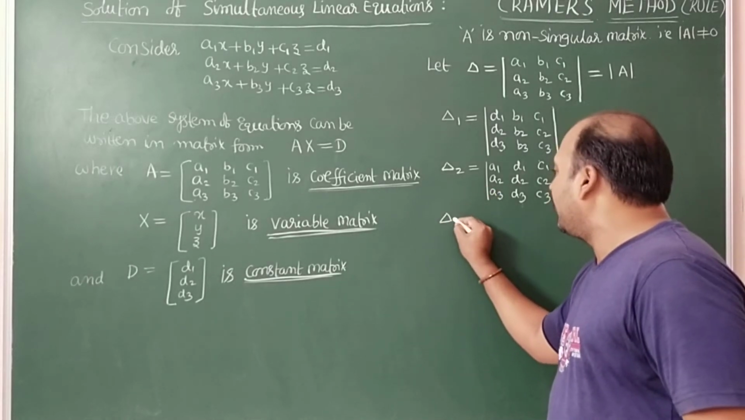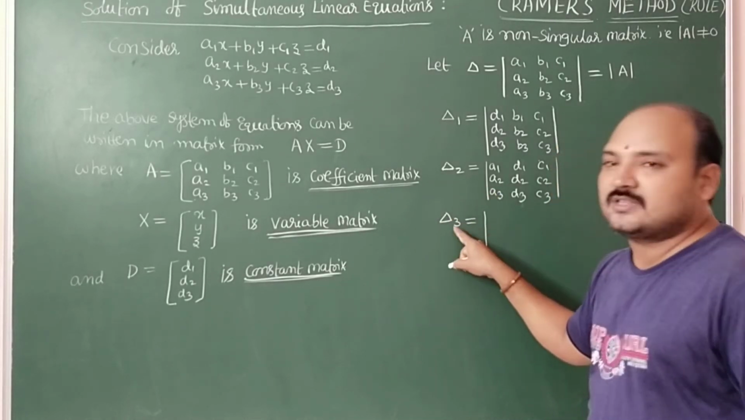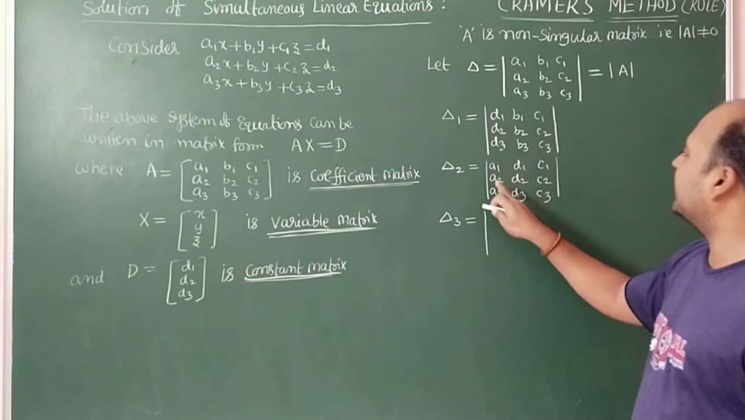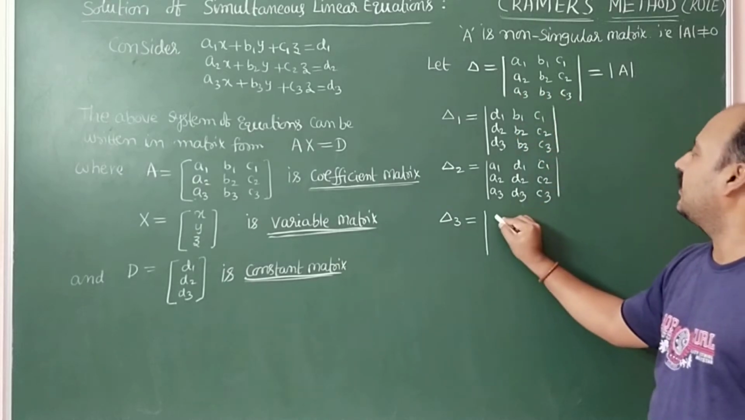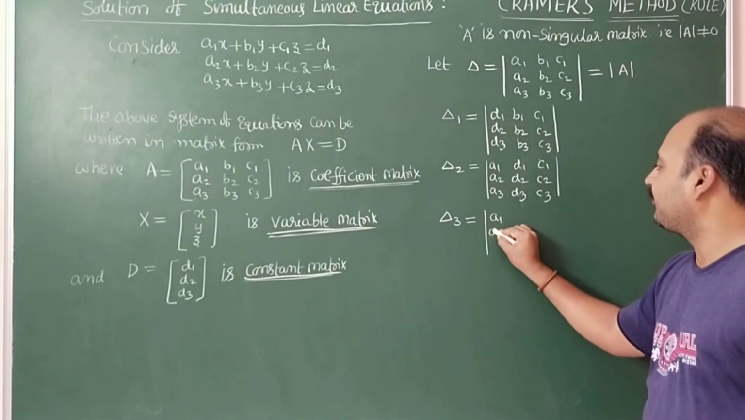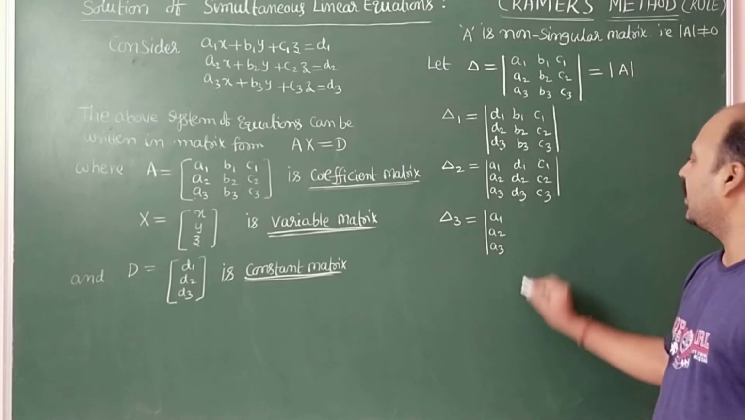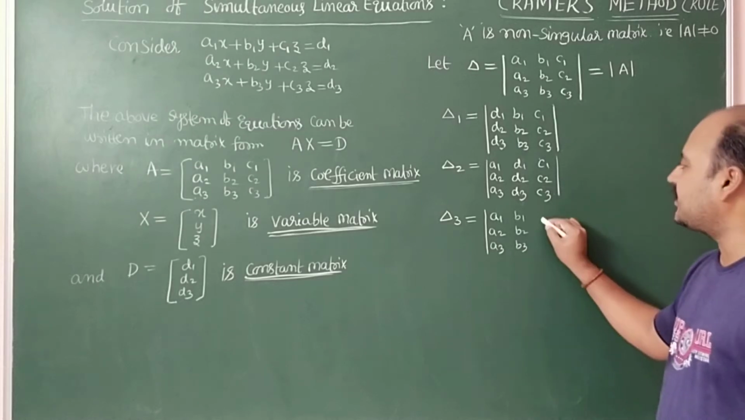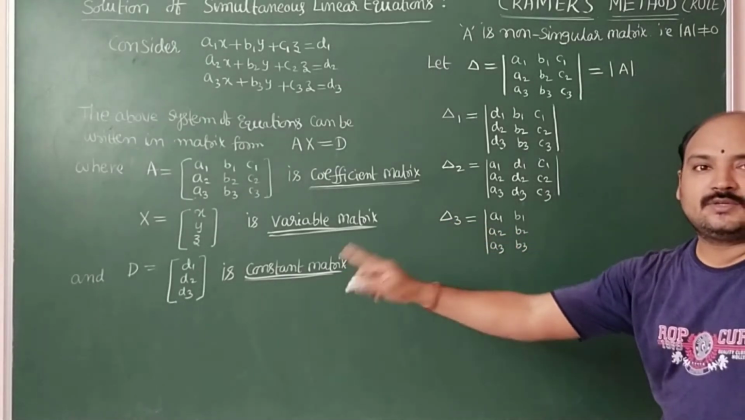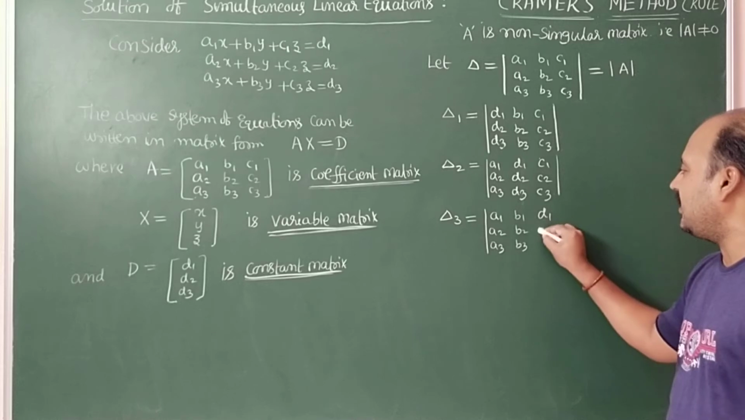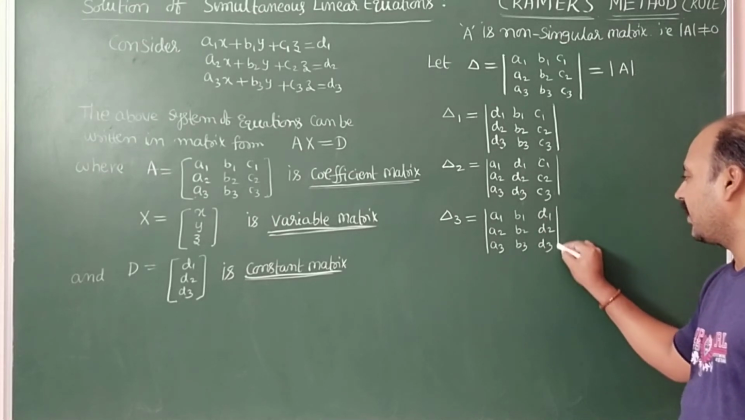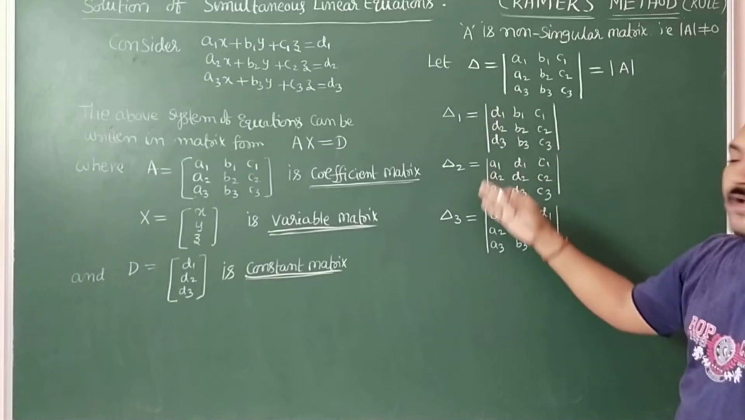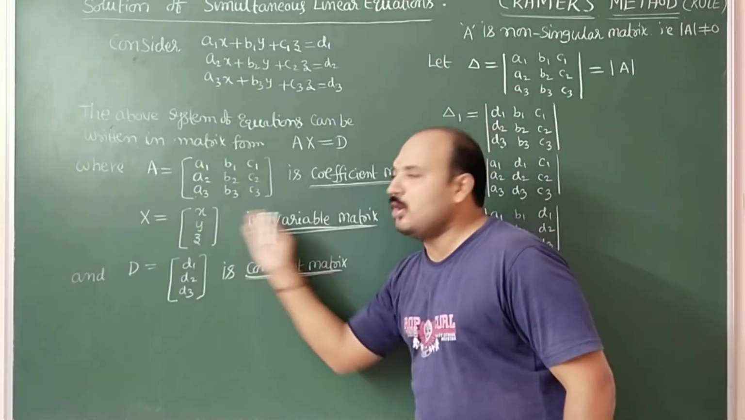Next calculate the value of delta 3. Delta 3 means the third column is replaced with the constant matrix. So the first and second columns will be the same, that means a1, a2, a3, b1, b2, b3. The last column will be replaced with the constant matrix, d1, d2, d3.